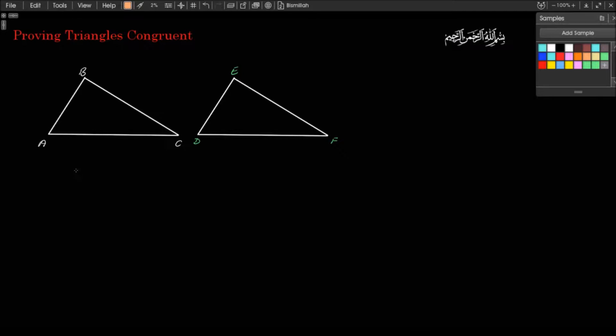Bismillahirrahmanirrahim. The question before us is, how do you prove these two triangles to be congruent? Said another way, how do we prove that triangle ABC is congruent to triangle DEF?